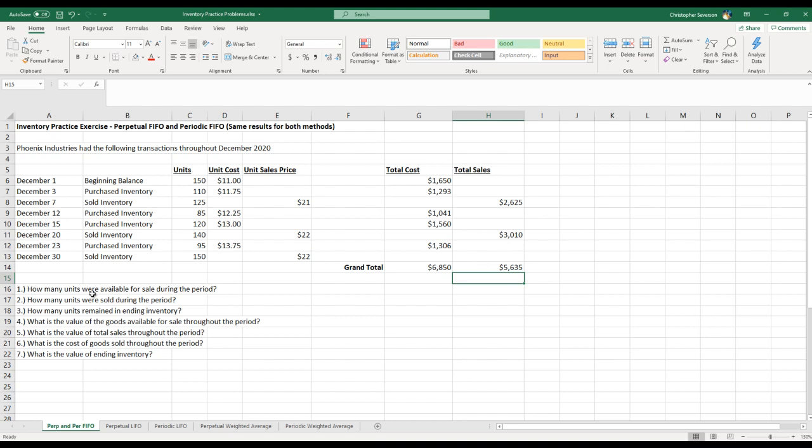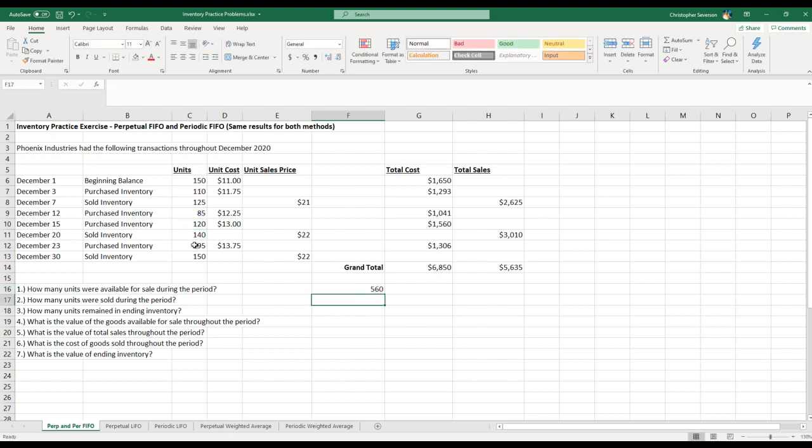Now, the important part with these problems is understanding what the question is actually asking us. Question 1: how many units were available for sale during the period? So we're not saying how many did we sell or how many are left. How many units were available for sale throughout the period? Notice we basically want to take all these unit counts except for the ones that we sold. Skip over those. So I'm just going to say beginning inventory plus this purchase plus these next few purchases.